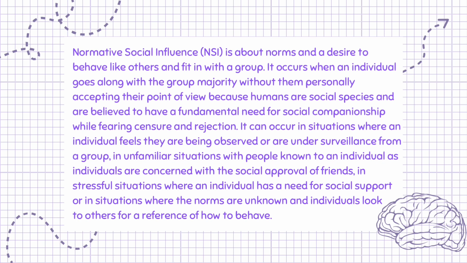It can occur in situations where an individual feels they are being observed or are under surveillance from a group, in unfamiliar situations with people known to an individual, as individuals are concerned with the social approval of friends, in stressful situations where an individual has a need for social support, or in situations where the norms are unknown and individuals look to others for a reference of how to behave.